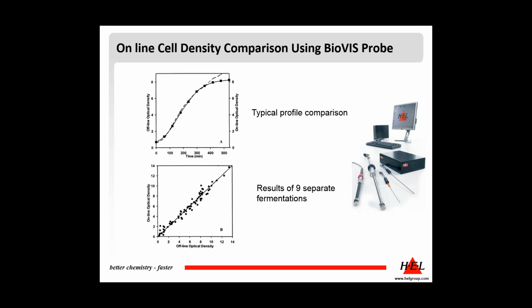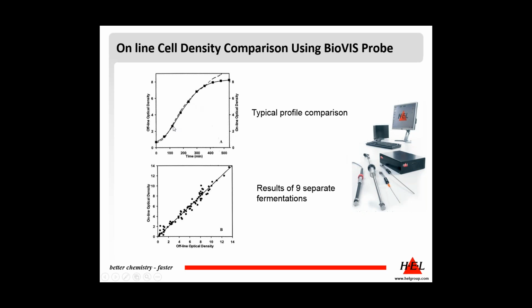One notable tool is an online cell density probe that we use. We call it BioVIS probe. It's a probe we've developed, and it's really beneficial to our clients to be able to monitor biomass during a process without the need to take samples. This not only reduces time, but it also avoids the risk of contamination by opening the sample port.